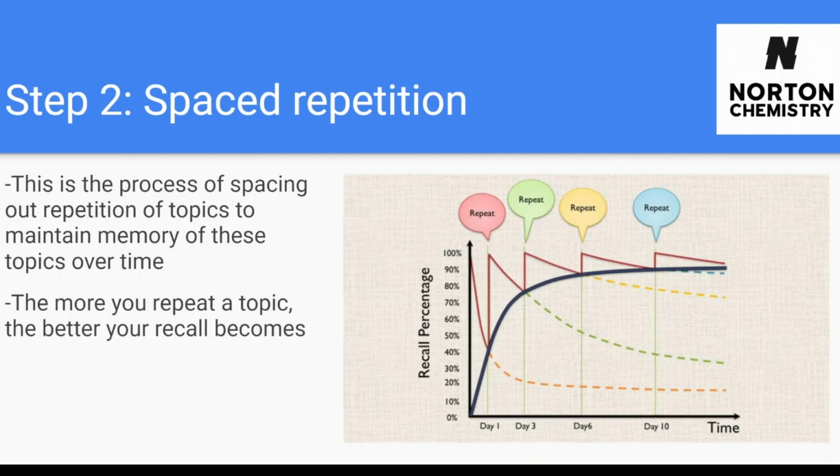After day 3, recall decreases, but more slowly than the first time. And so when your brain is forced to recall the topic again and again and again, the rate at which the recall of information is lost decreases. The more you repeat the topic, the better your recall will become.